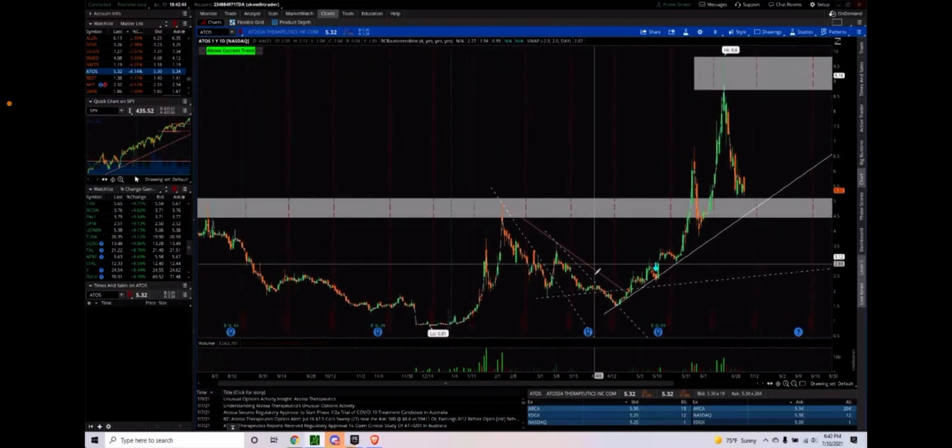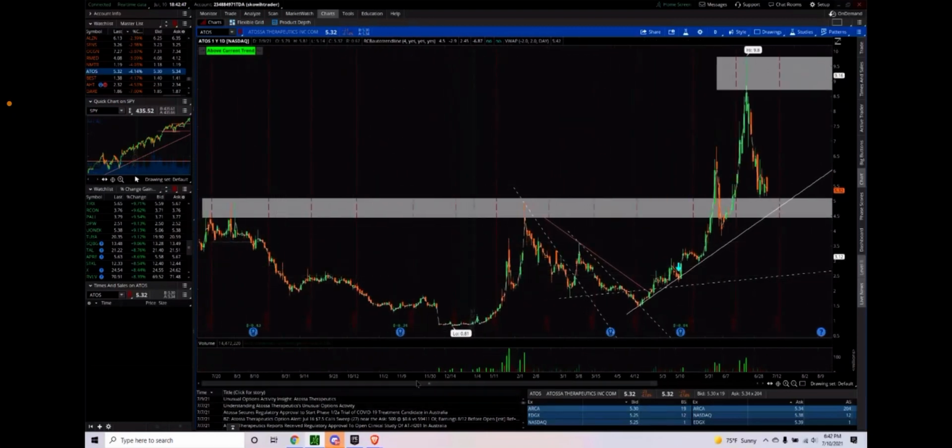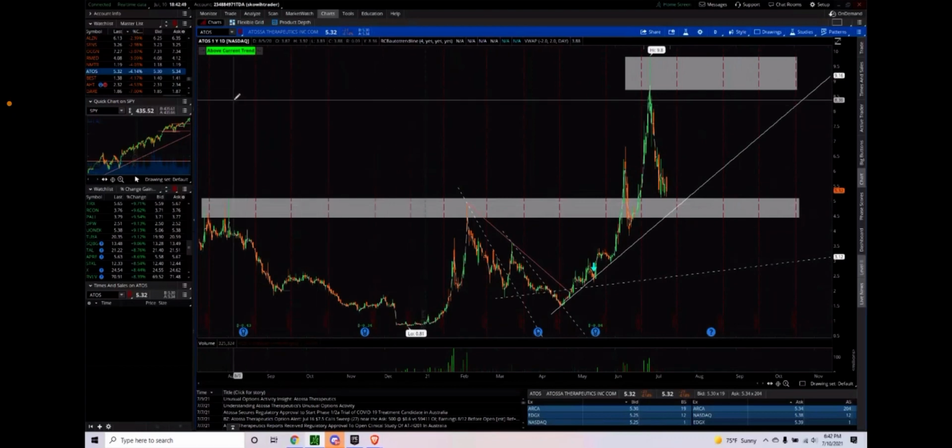Of course, I'm just using the chart. I have no info on the company. So yeah, there is how I explain supply and demand zones and how to use them for trades.